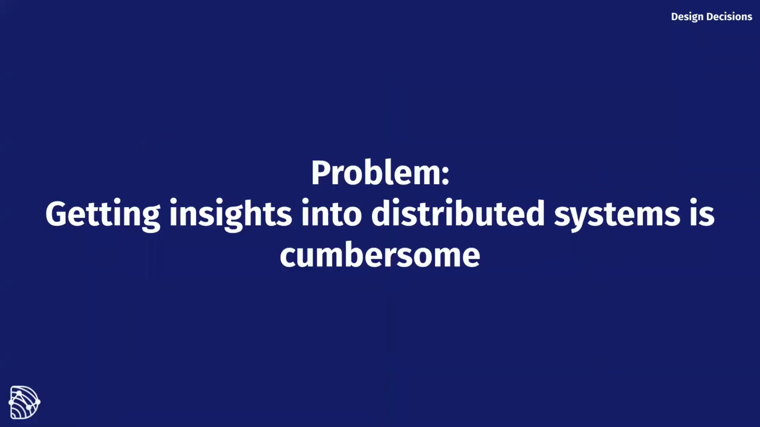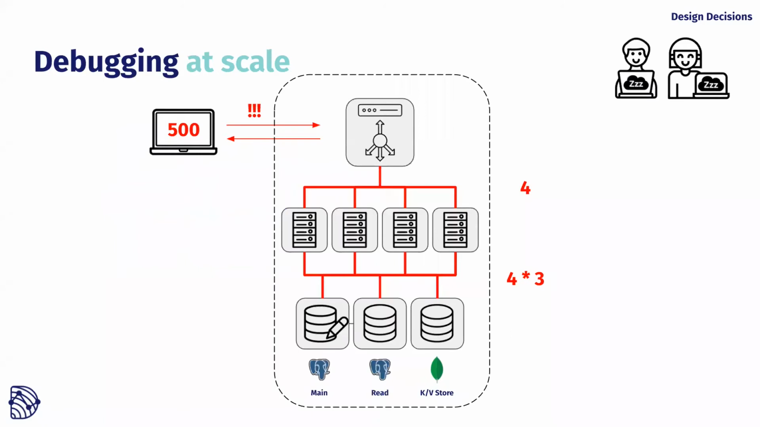The final problem we will look at is getting insights into distributed systems is cumbersome. If we take a look at NapTime's architecture, we can see they have a load balancer, 4 app servers, and 3 databases. This is 8 different nodes and 16 different network connections that could fail. If some error occurs, where did it happen? What node failed? What logs did they check? Without log aggregation and centralization, NapTime would have to check each node individually.